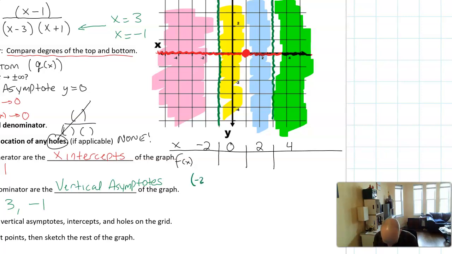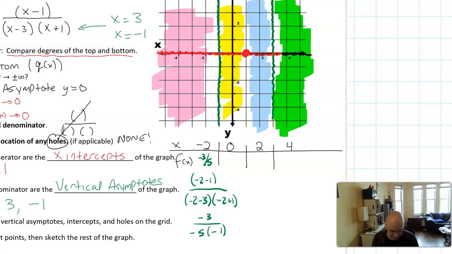So it would be negative 2 minus 1 over negative 2 minus 3, negative 2 plus 1. And then you can simplify that further into negative 3 over negative 5 times negative 1. So altogether, that would give you a value of negative 3 fifths, because two of those negatives cancel out, but one of them stays. You had 3 total negatives.